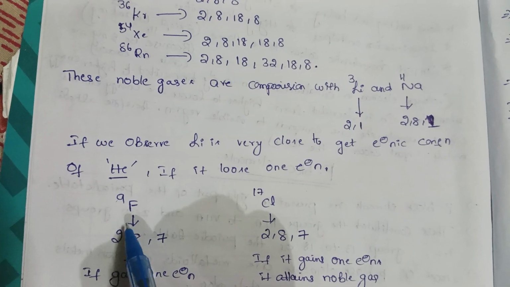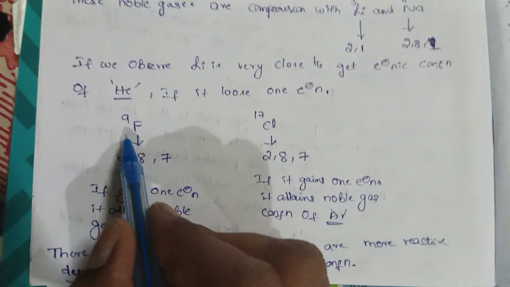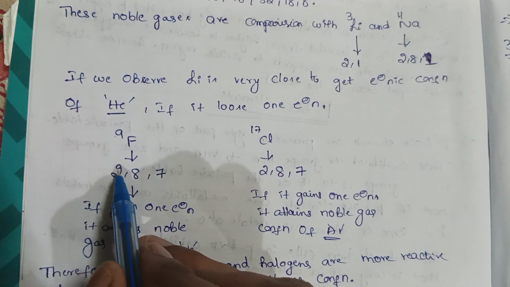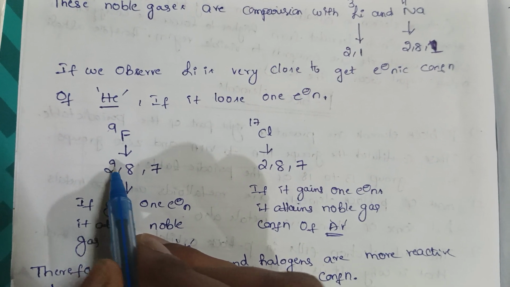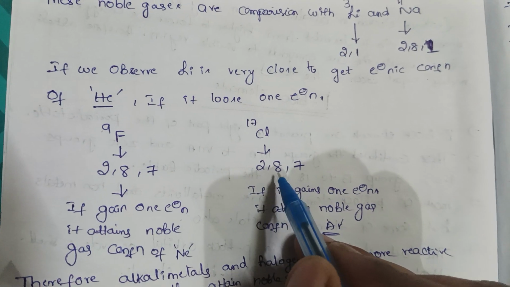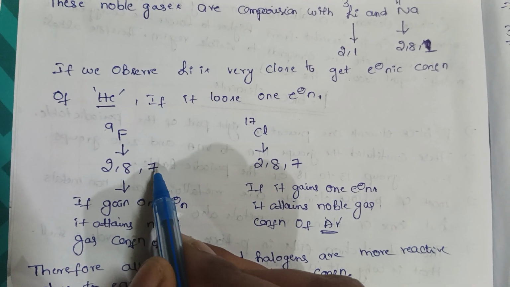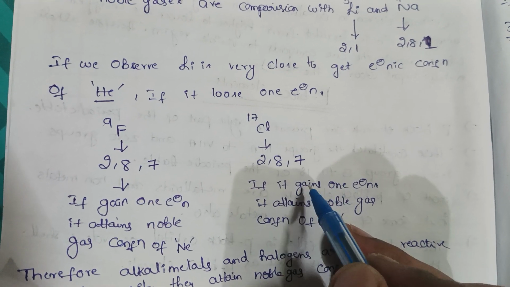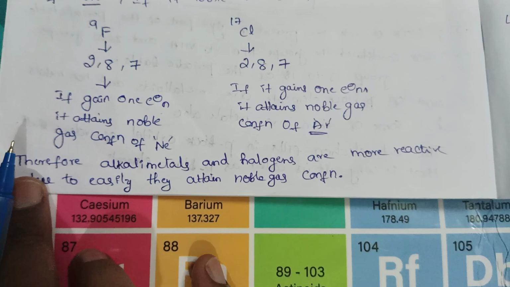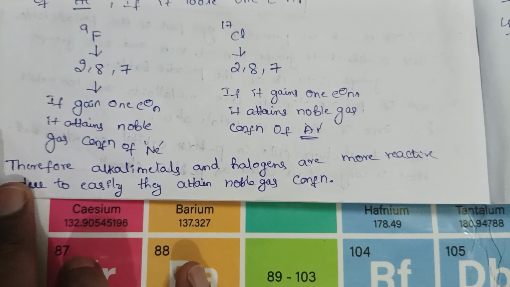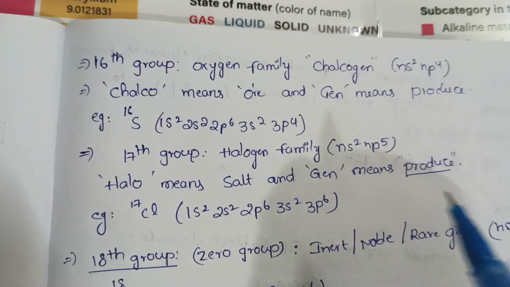Take the example of halogens, like fluorine, whose atomic number is 9. Its electrons are 2, 7. It is one electron short of the inert gas configuration. If it gains one electron, it attains inert gas configuration. Therefore, alkali metals and halogens are more reactive because they easily attain noble gas configuration.